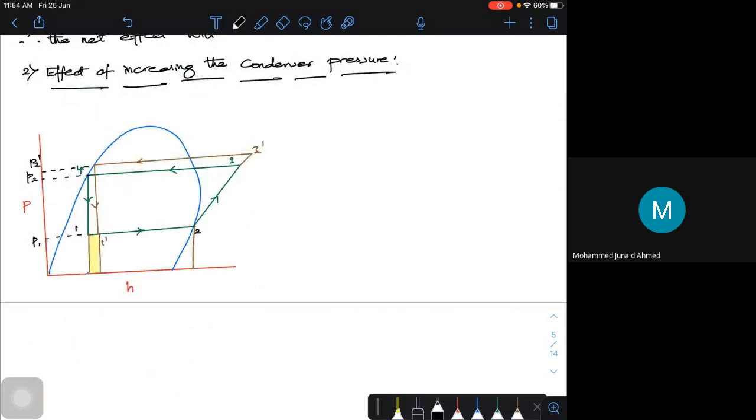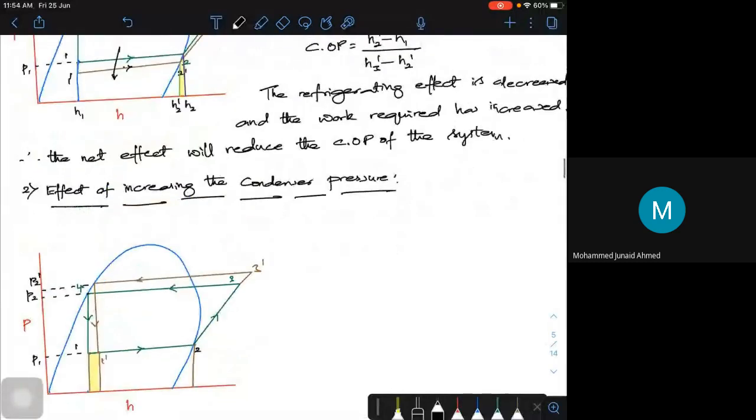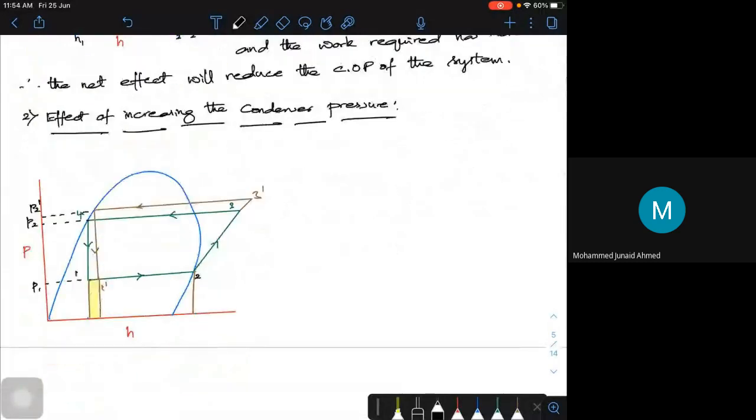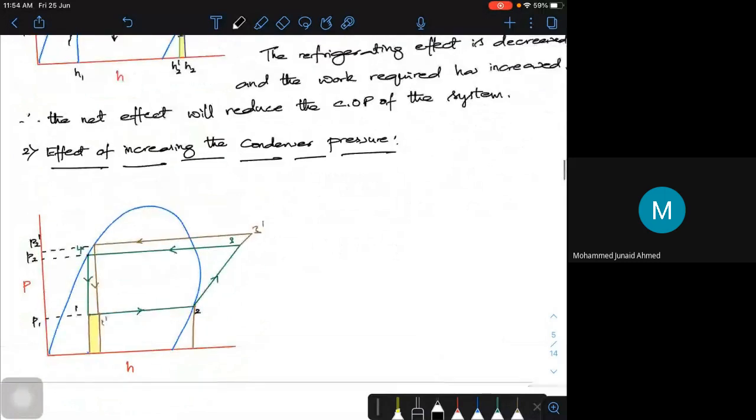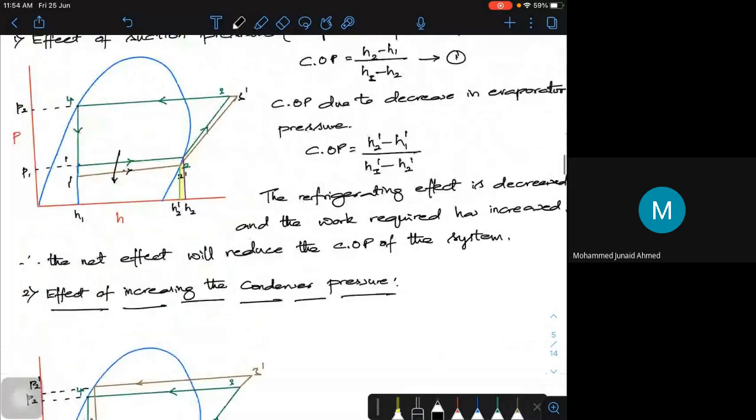See, the effect of increasing the delivery pressure is just similar to the effect of decreasing your evaporator pressure. What do you mean by overall effect? The refrigerating effect will get reduced, work done will increase. Okay, very similar effect. So your regular COP is as per equation number 1.